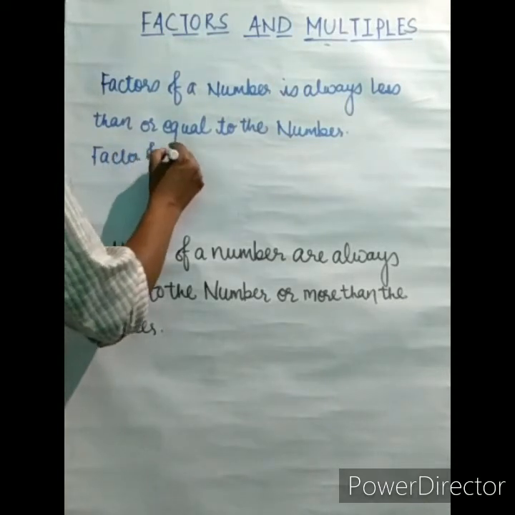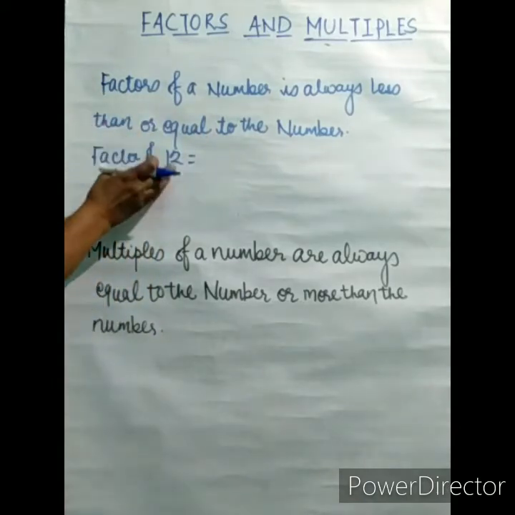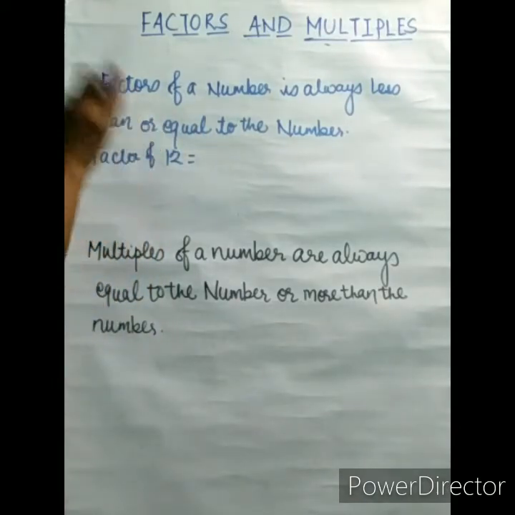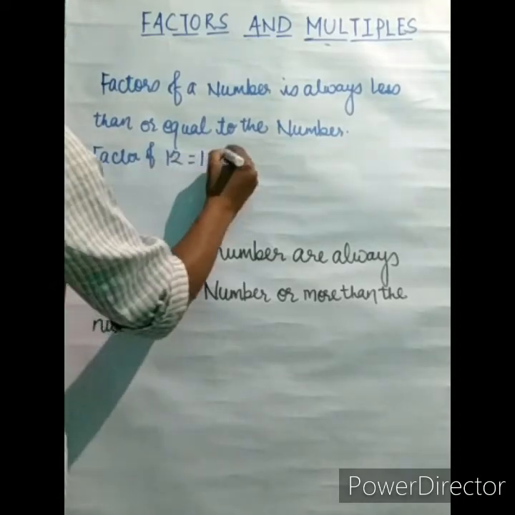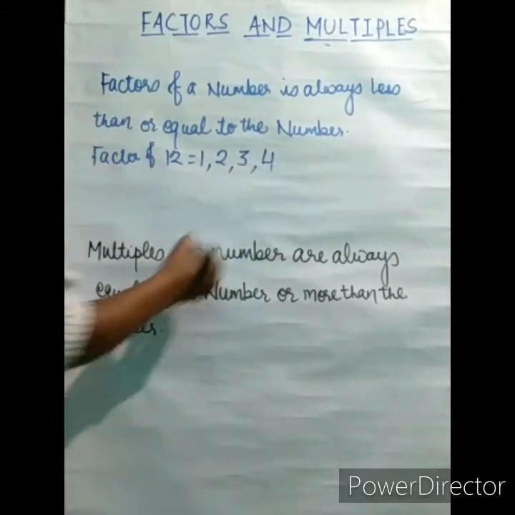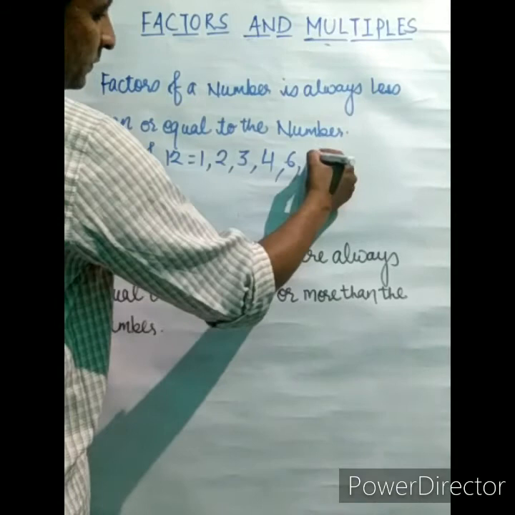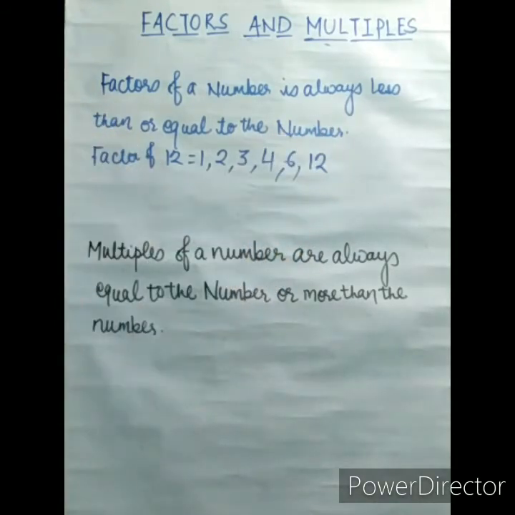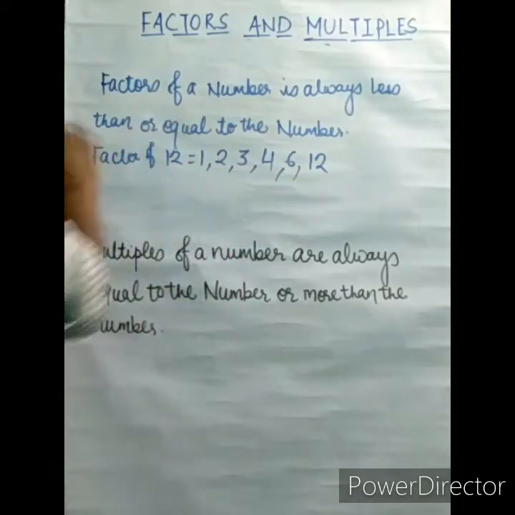Factors of 12 are those numbers by which we can divide 12. So 12 is divisible by 1, 2, 3, 4, 6, and 12. Because if you read the table of these numbers, 12 will come there.